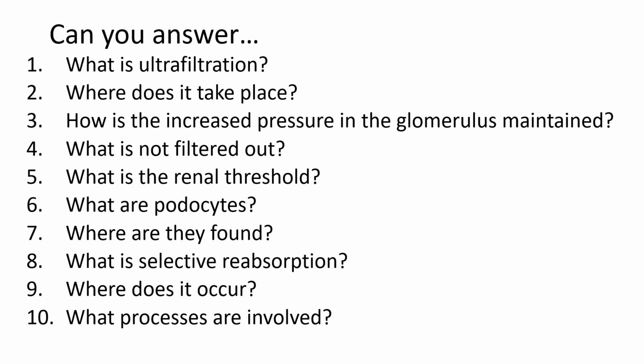What is selective reabsorption? It's absorbing specific solutes and water. Where does it occur? It occurs in the proximal convoluted tubule, and the processes involved, you've got active transport, facilitated diffusion, osmosis, co-transport, and diffusion. So pretty much all of the transport mechanisms, really. So if you want to have a think about where each of those things occurs, so it's active transport, facilitated diffusion, osmosis, co-transport, and diffusion. Have a think about where each of those occurs.